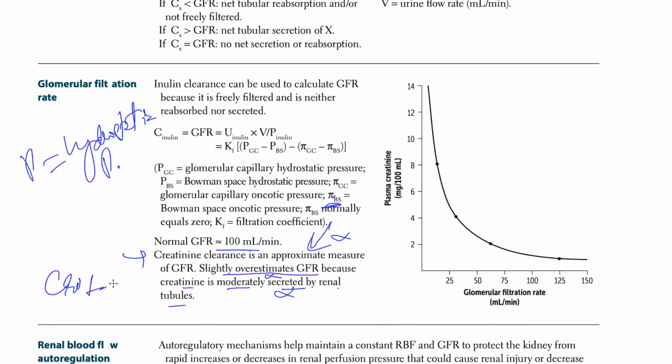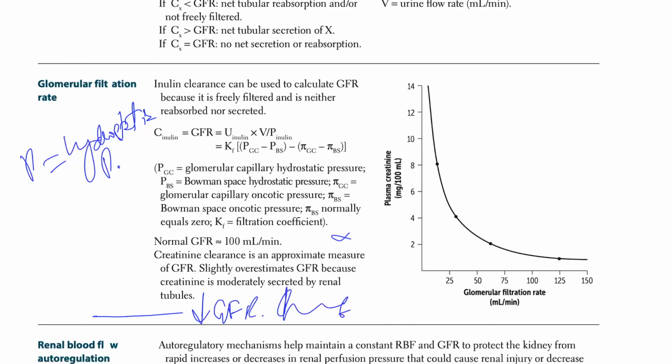What can tell you your GFR? Creatinine clearance. And how much is it overestimating? About 10 to 20%. So you can decrease that by 10 to 20% and go back to your actual GFR. Okay. A decrease in GFR, or incremental decrease in GFR, defines the stages of chronic kidney disease, CKD.